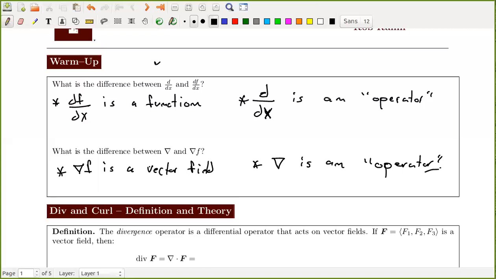Okay, we're going to talk about other differential operators in this lecture, but I just wanted to start you off. Here are two differential operators that you've already seen. We're going to look at more differential operators in this video.